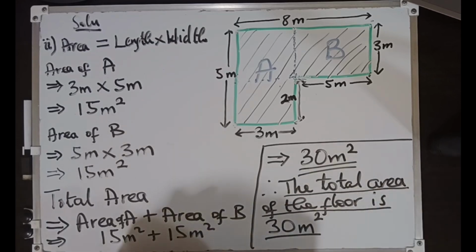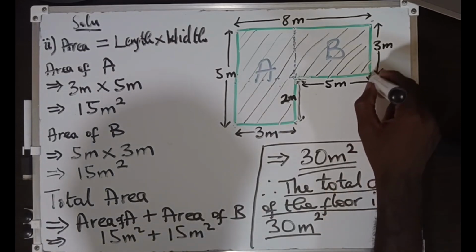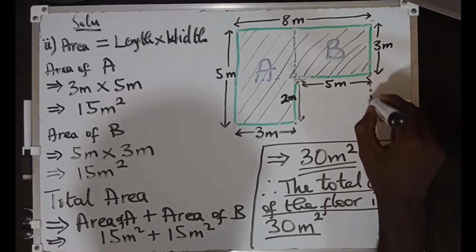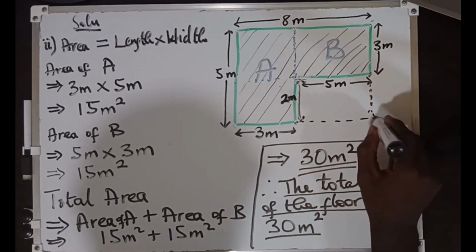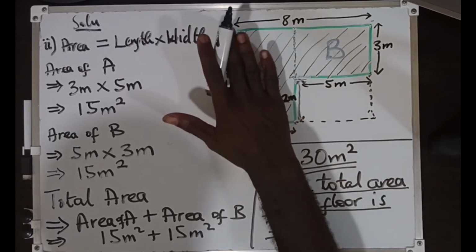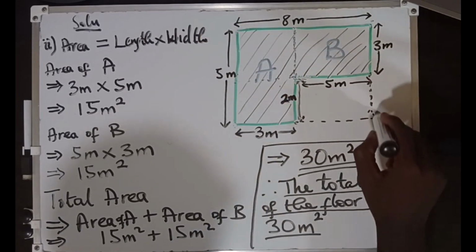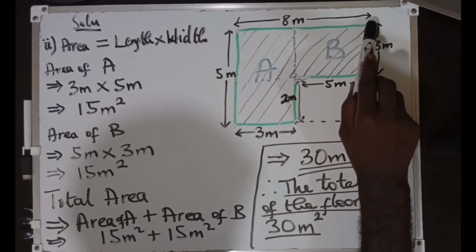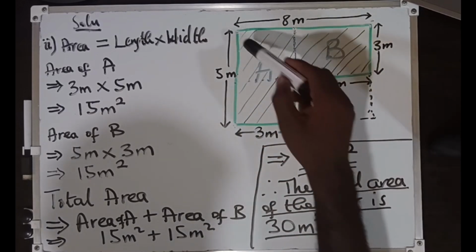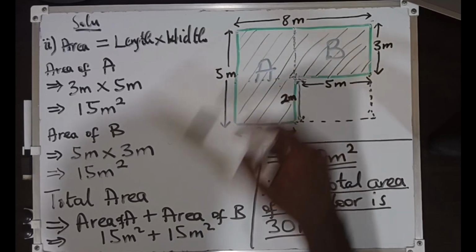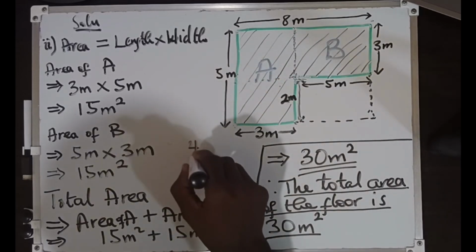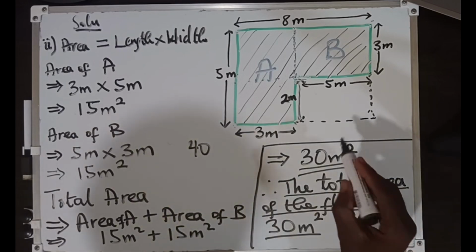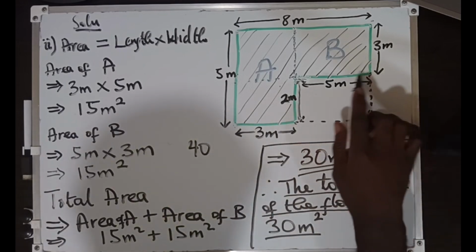There is another way we could have even found the area as well. We can draw an imaginary rectangle here, so that we calculate the full area of this shape. If we were to do that, our length is going to be 8 meters, then our width is going to be 5 meters. When we do that, we are going to get 8 times 5, which would have been 40.